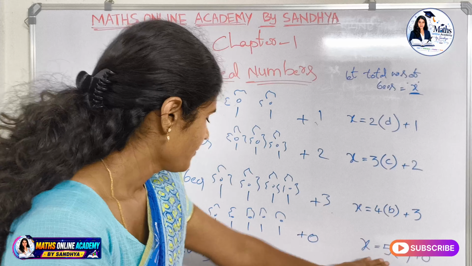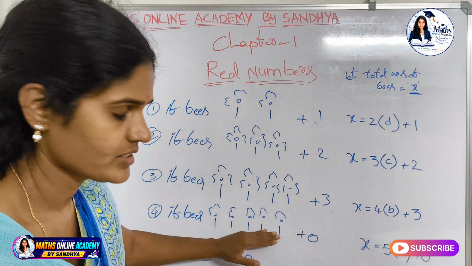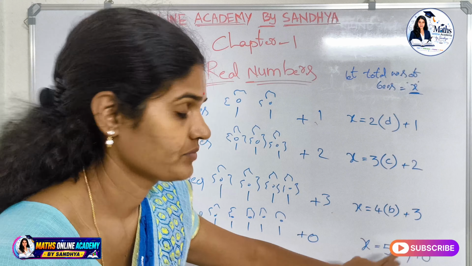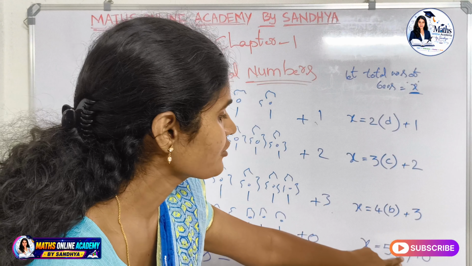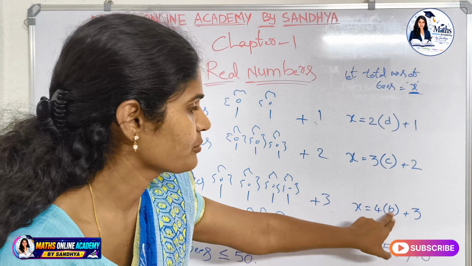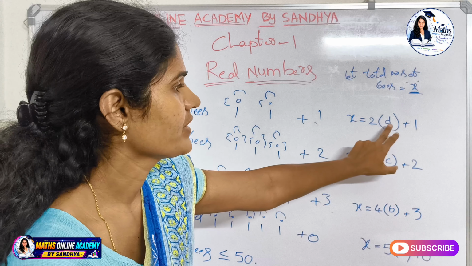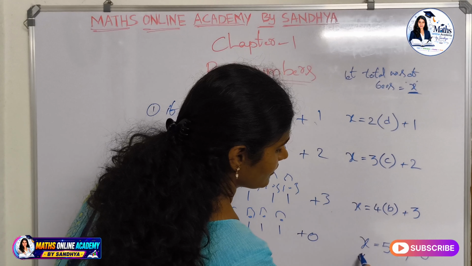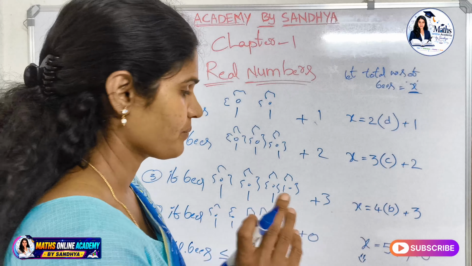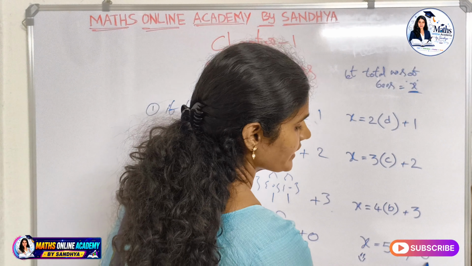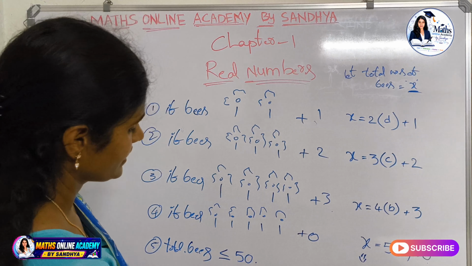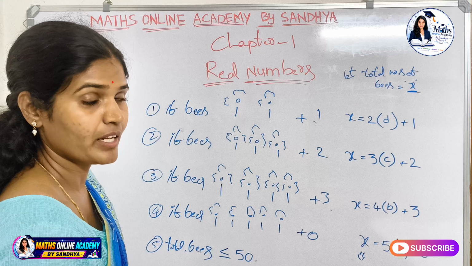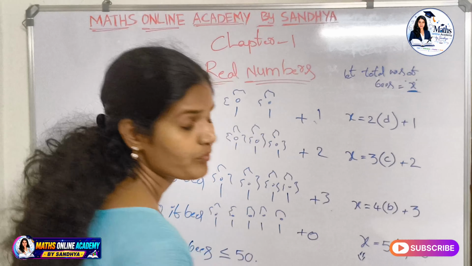For example, bees sit on 5 flowers. We don't know how many bees sat there. Here also same. That's why we are assuming those bees are A, here B, here C, here D. And by this condition, we can get one clarity. Remainder is 0, and X is less than or equal to 50, which means the number of bees may be a multiple of 5.